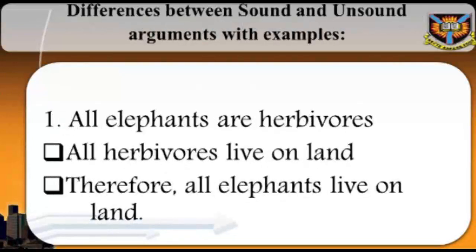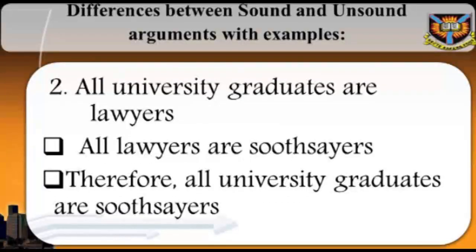Now, let's illustrate the difference between sound and unsound arguments with examples. 1. All elephants are herbivorous. All herbivores live on land. Therefore, all elephants live on land. 2. All university graduates are lawyers. All lawyers are soothsayers. Therefore, all university graduates are soothsayers. The first example is a sound argument, while the second is unsound because the statements in the argument are false, though the argument is valid.